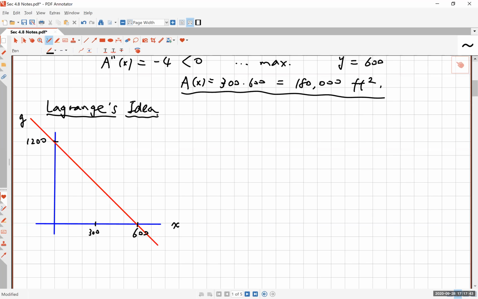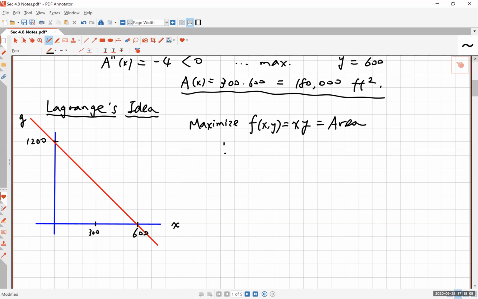But Lagrange's idea was this, okay? Suppose you have this x and y coordinate plane, and g, the constraint, can be thought of as a line, right? This red line that you see here. Now, you are to maximize what? Maximize this function, which is basically xy, okay? And without rewriting y as a function of x, this is just the area, right?